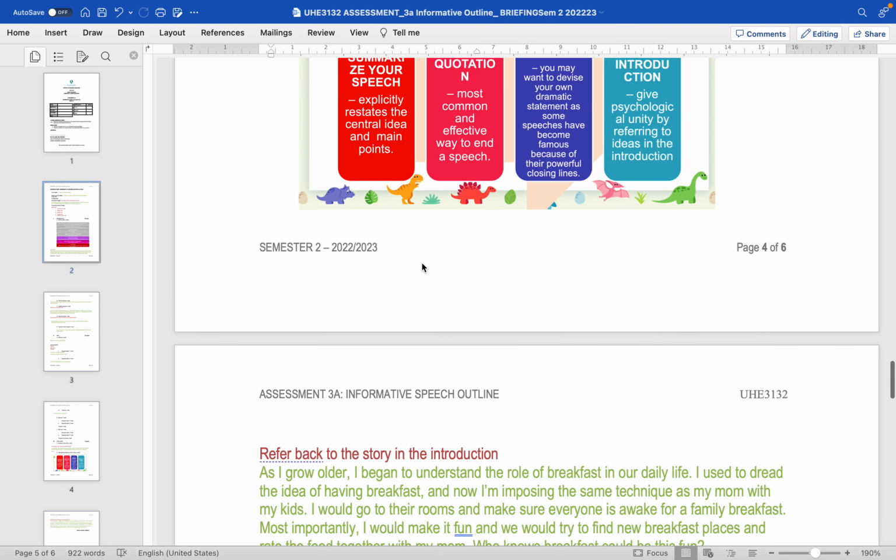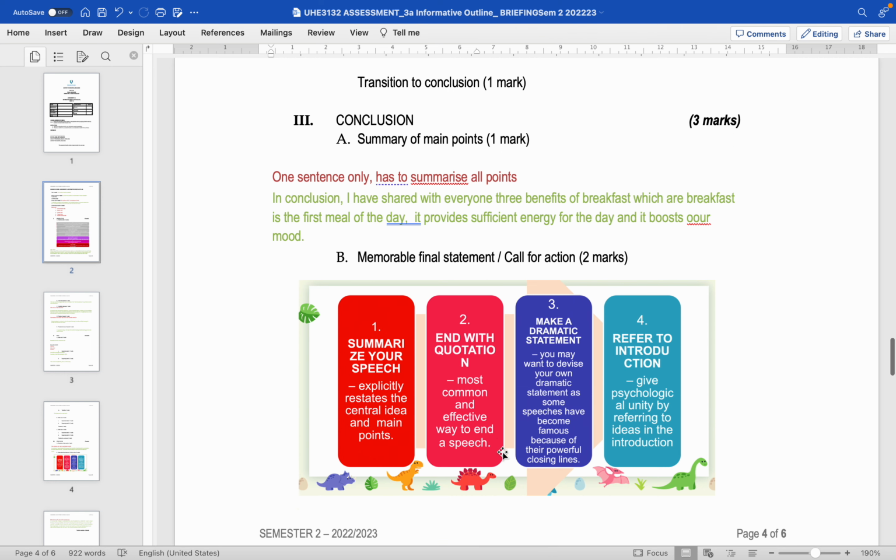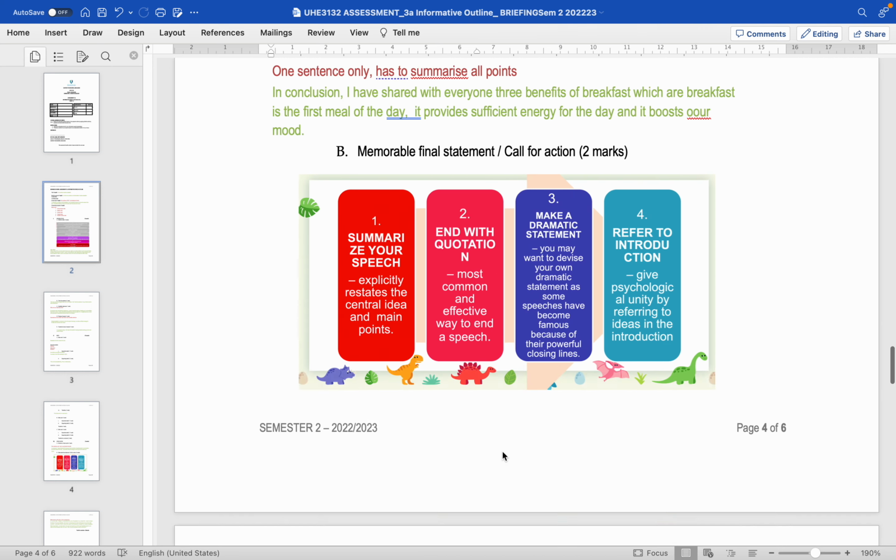So for the conclusion here, it also has to be a technique. So these are the ways that you can do it for this.